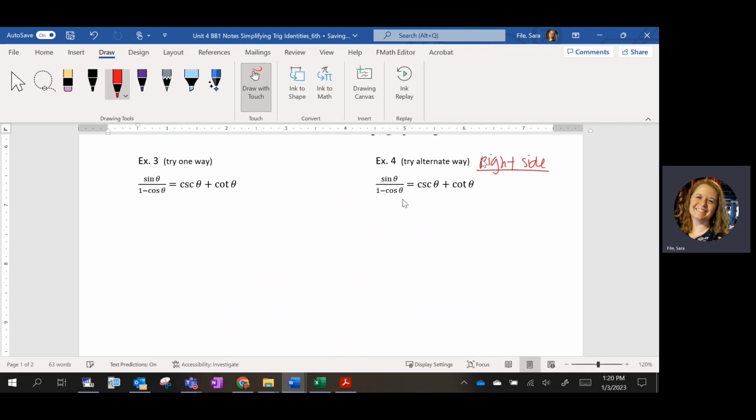So I'm going to work the right side over here. So I can't factor. There's nothing to reduce. So what's a strategy that I've told you you can try sometimes? If you don't know how to get started on this right side, I know that eventually I want them as sine and cosine over here, right? So maybe that's a good strategy, is to rewrite these in terms of sine and cosine, like we did on number 1. Okay, so what would cosecant be rewritten as?